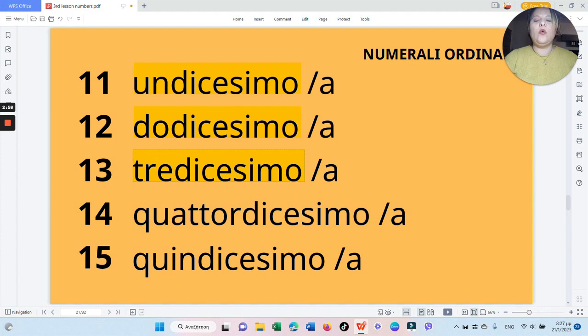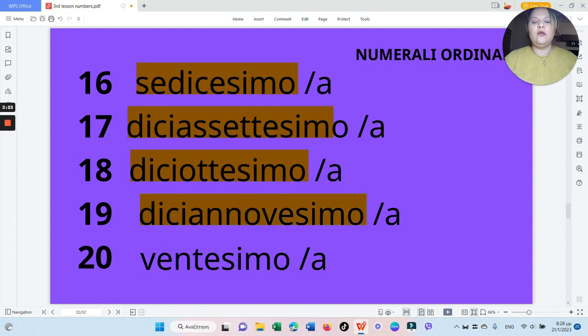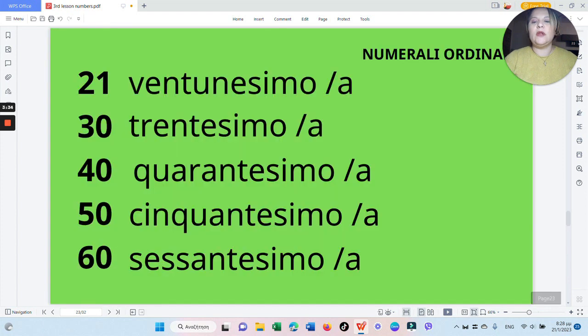tredicesimo, 13th, quattordicesimo, quindicesimo, diciassettesimo, double S, double T, diciottesimo, diciannovesimo, ventesimo, ventunesimo.